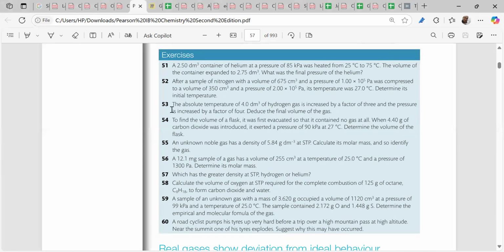See, a 2.5 decimeter cube container of helium at a pressure of 85 kilopascal was heated from 225 to 75 degrees centigrade. The volume of the container expanded to 2.7 decimeter cube. What's the final pressure of helium, right? This is a question you're having.